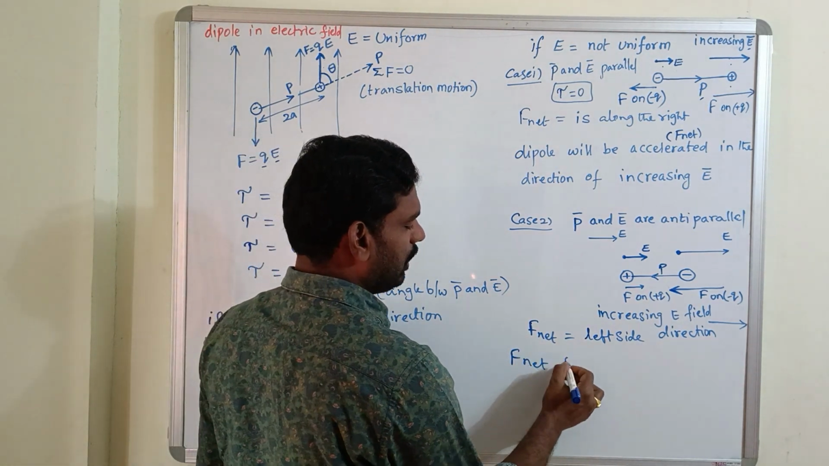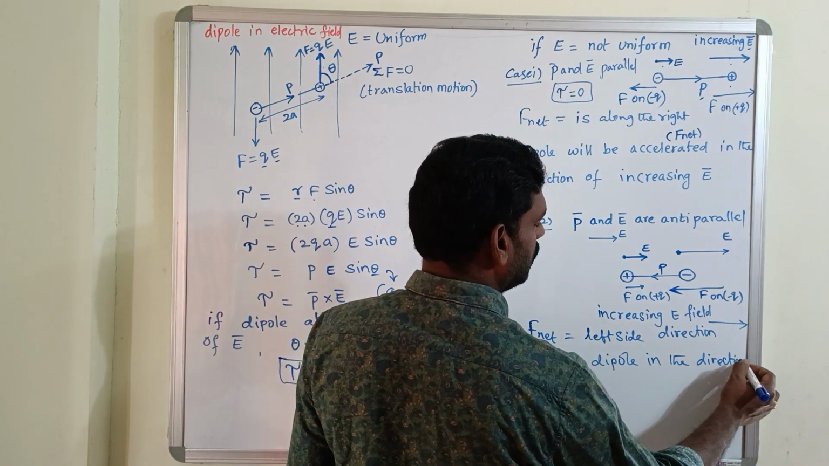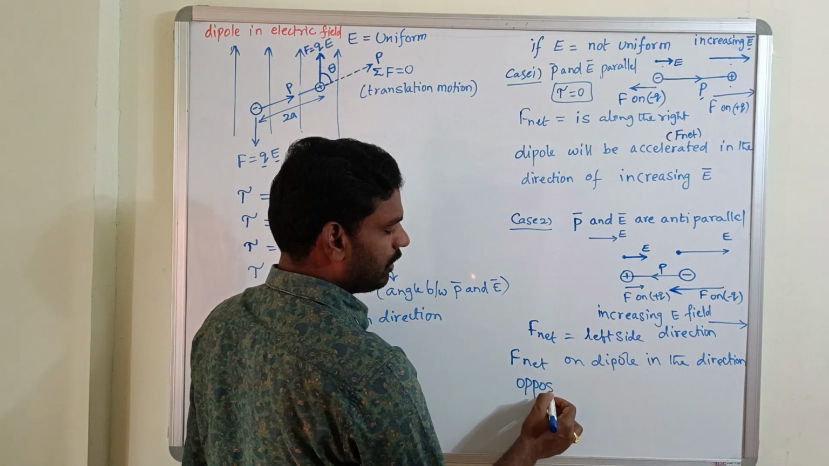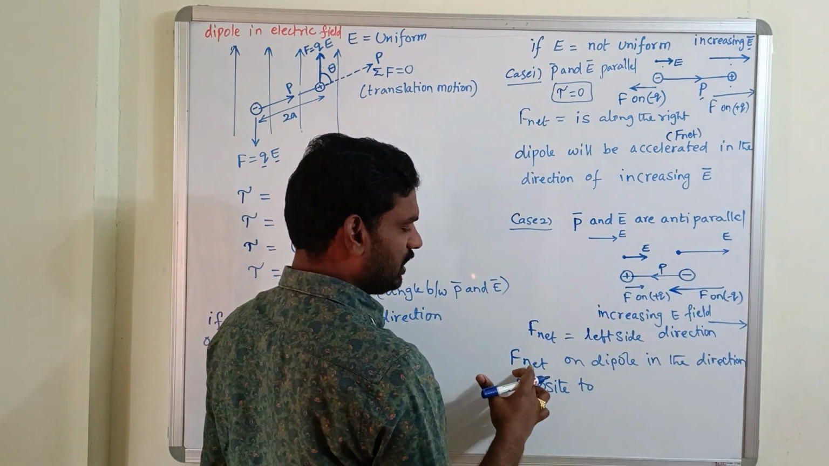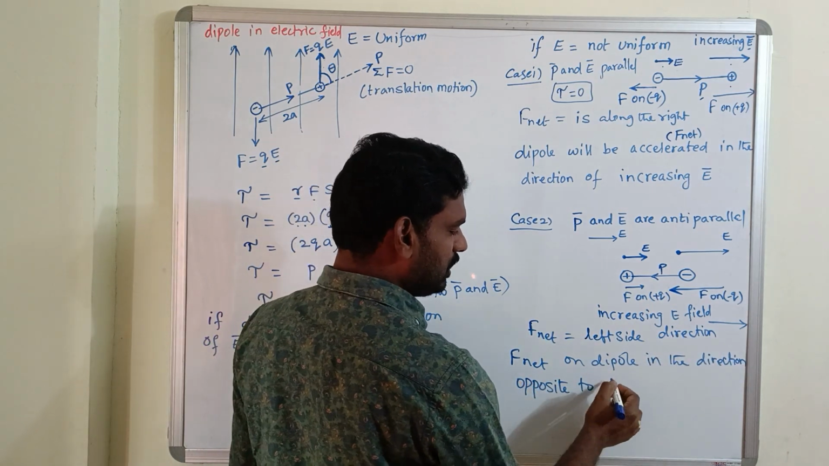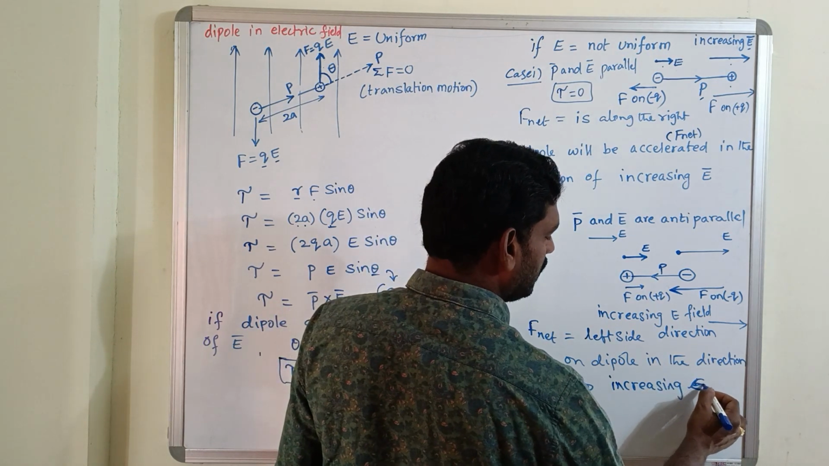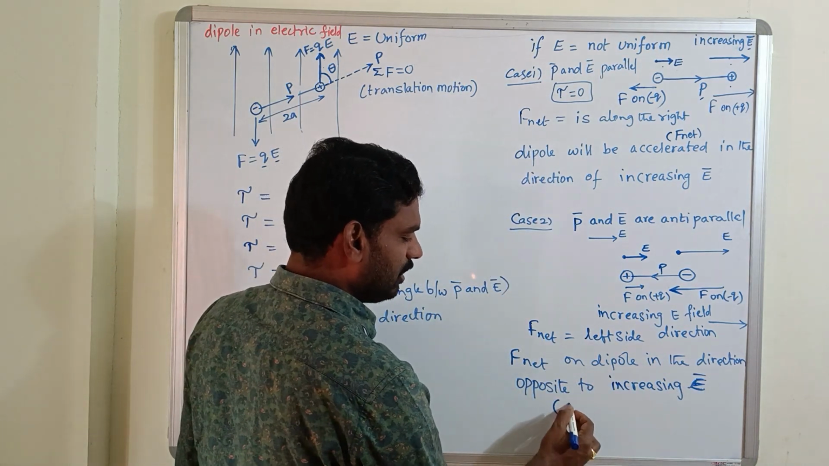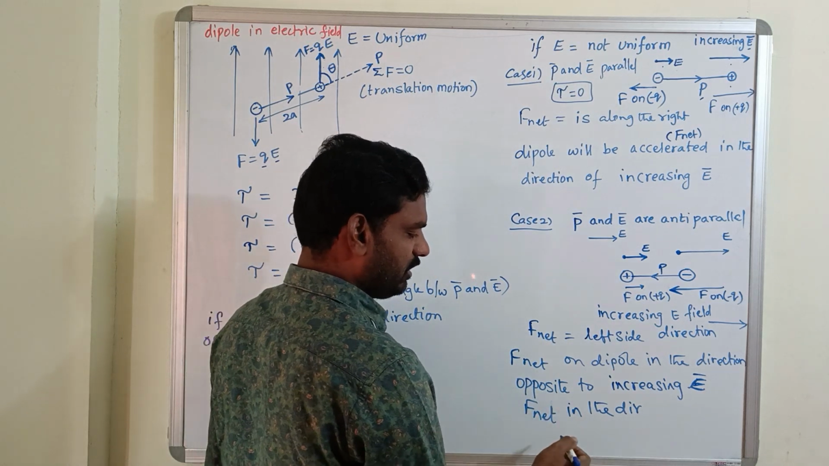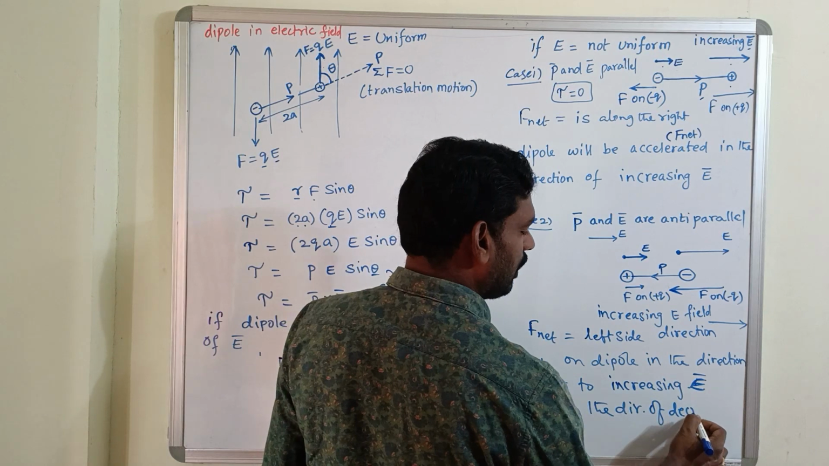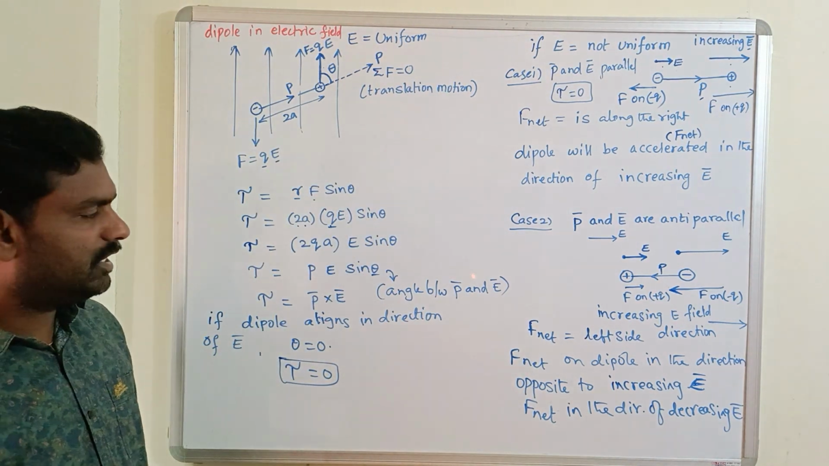That is, the net force on the dipole is in the direction opposite to the increasing electric field, which is to the right. The net force is only to the left. What does opposite to the increasing electric field mean? It means the net force in this case is in the direction of decreasing electric field. So this is the conclusion.